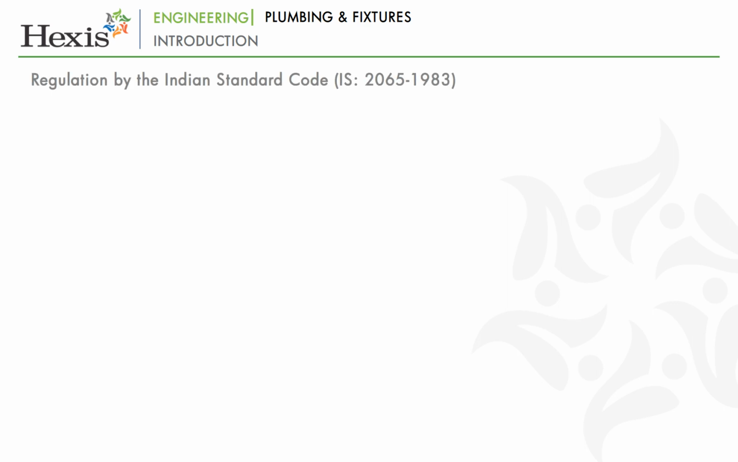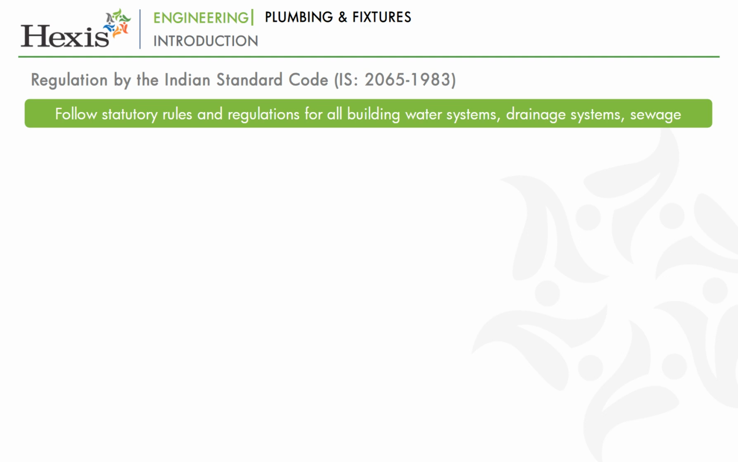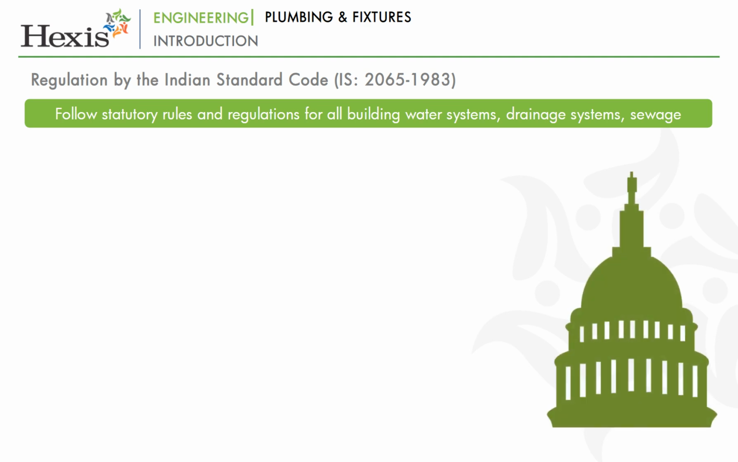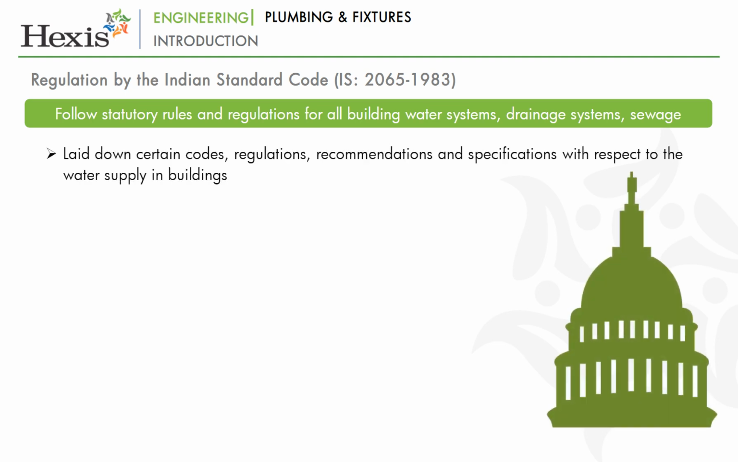Having understood the scope of plumbing within a facility, we also need to understand that there are certain statutory rules and regulations that need to be followed for all building water systems, drainage systems, sewage, etc. The Indian Standard Code of Practice for Water Supply in Buildings has laid down certain codes, regulations, recommendations and specifications with respect to the water supply in buildings.